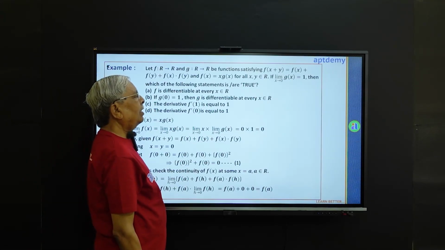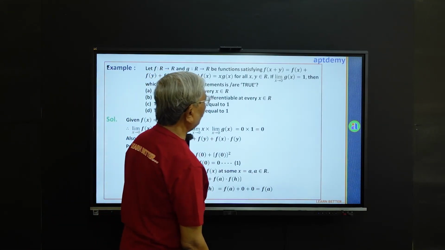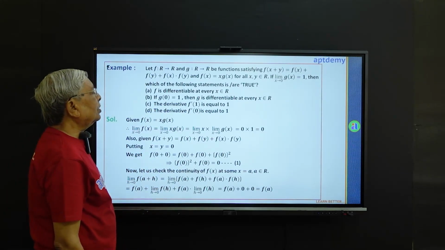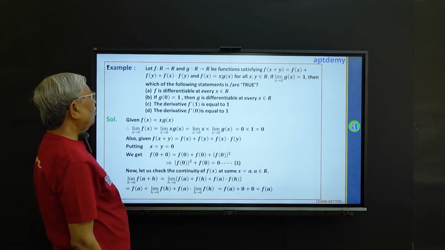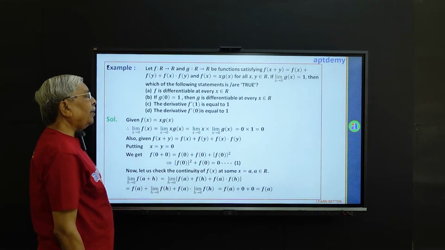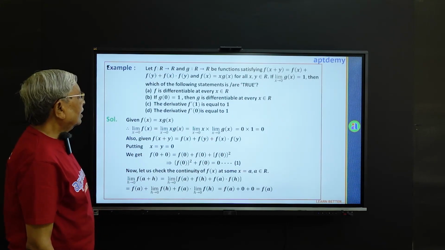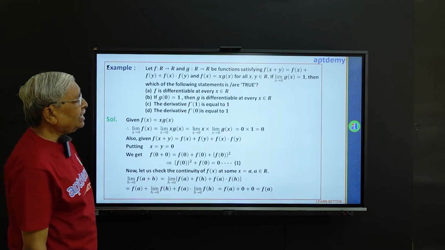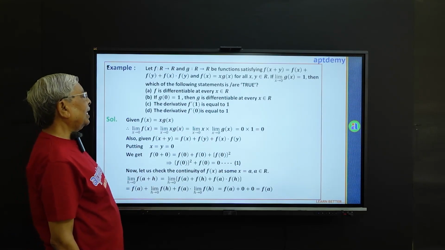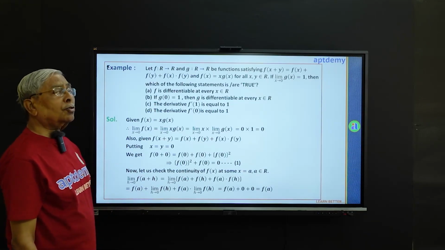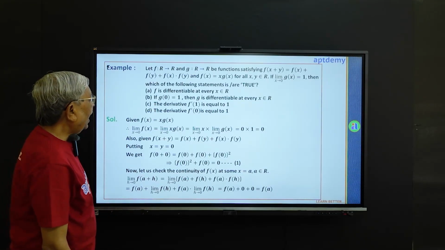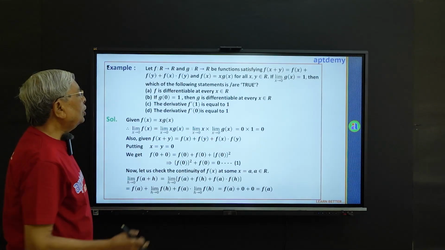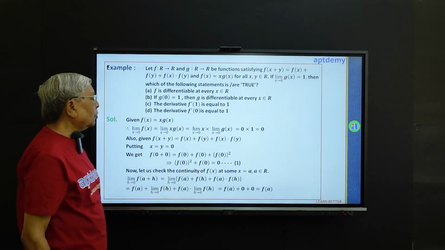Also it is given that limit g(x) as x tends to 0 equals 1. Then which of the following statement or statements are true? Number 1, f is differentiable at every x belongs to R. Number 2, if g(0) equals 1, then g is differentiable for every x belongs to R. Number 3, f'(1) equals 1. And number 4, f'(0) is equal to 1. Which of these statements are true?